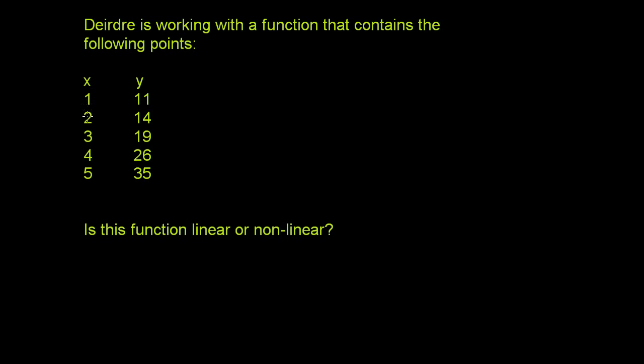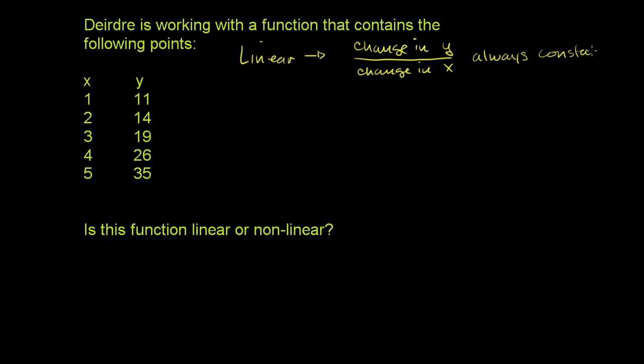If the changes in x were going by different values, if this went from 1 to 2 and then 2 to 4, what you'd want to do then is divide the change in y by the change in x, and that should always be a constant. In fact, let me write that down. Linear: if something is linear, then the change in y over the change in x is always constant.